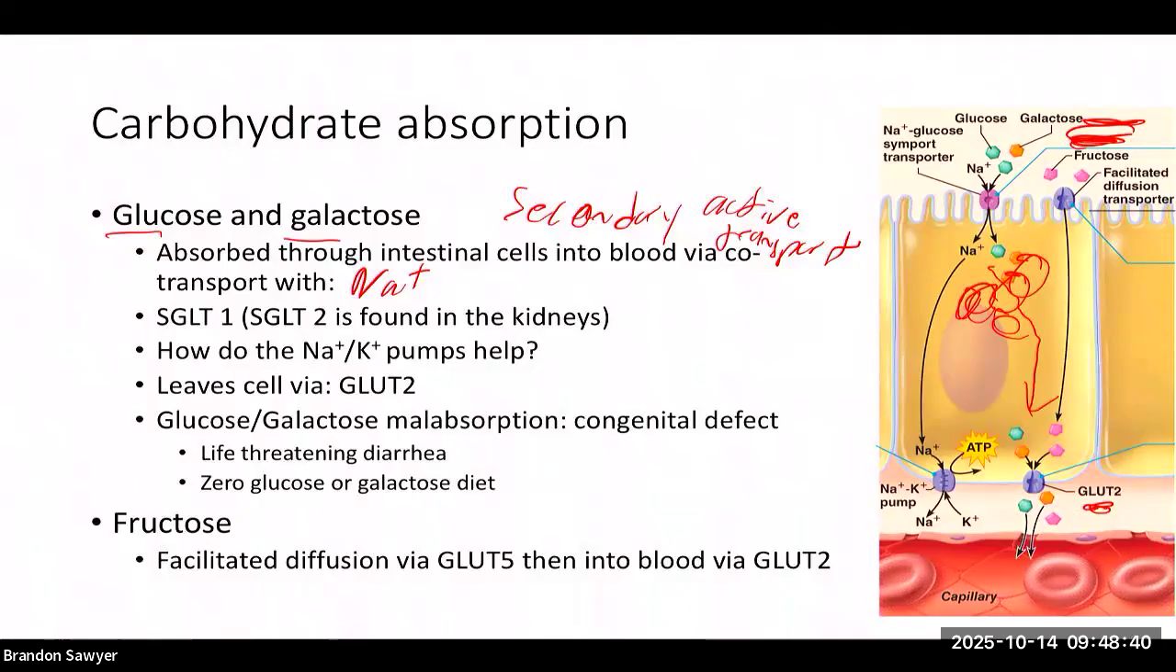Okay, turn to your neighbor real quick and see if you can answer this question. Why is the sodium potassium pump important here? Why is that important enough to add to that figure?